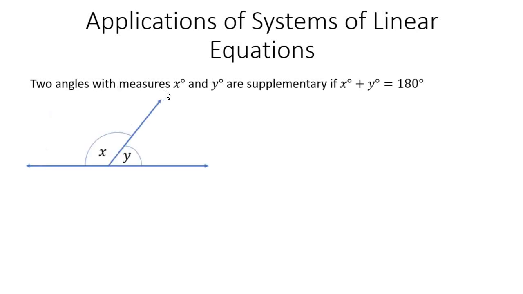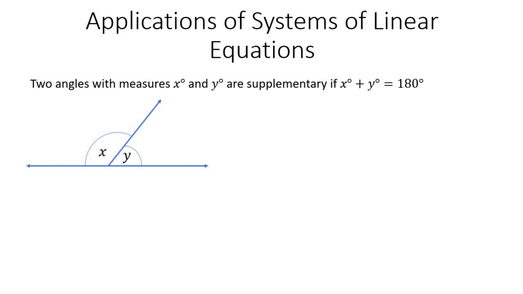Two angles with measure x degrees and y degrees are supplementary if x degrees plus y degrees is equal to 180 degrees. That's a straight angle here. So x plus y makes a straight line. When you add those two angles, we have a straight line here. These are called supplementary angles.